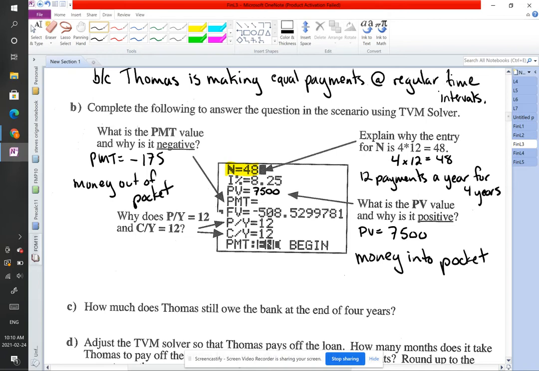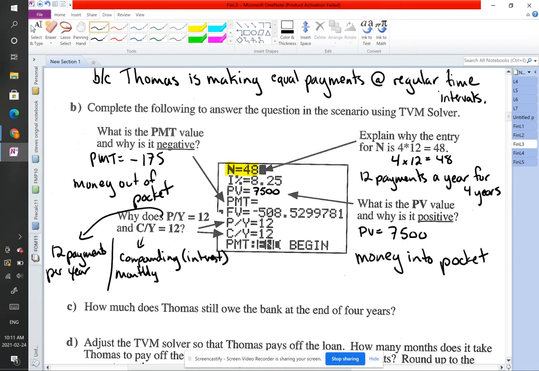Why does PY equal 12 and CY equal 12? Well, we are compounding monthly. Compounding our interest monthly. And PY is 12 because we are making 12 payments per year.